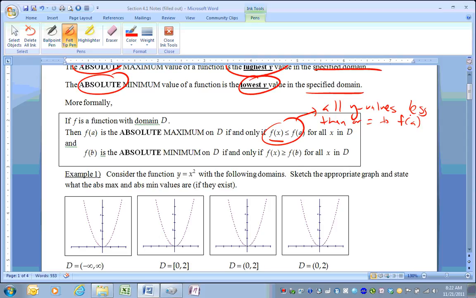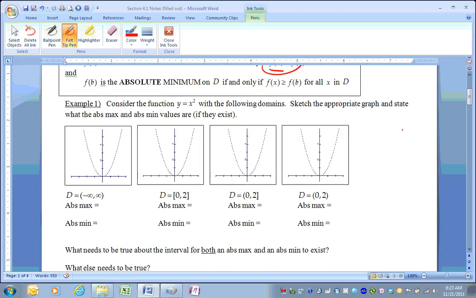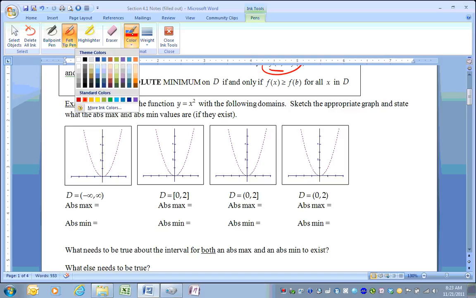All right, so let's do some simple ones. Let's look at y equals x squared. And actually, do you have the dashed curves on yours too? Is it dashed? It's not? Okay, well, it's dashed on mine. Well, I'll trace it so that you see how it's supposed to look.